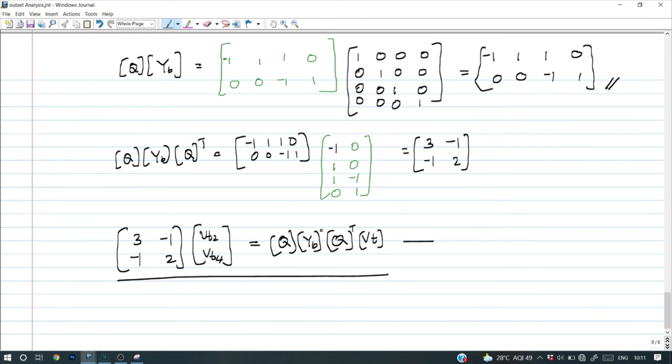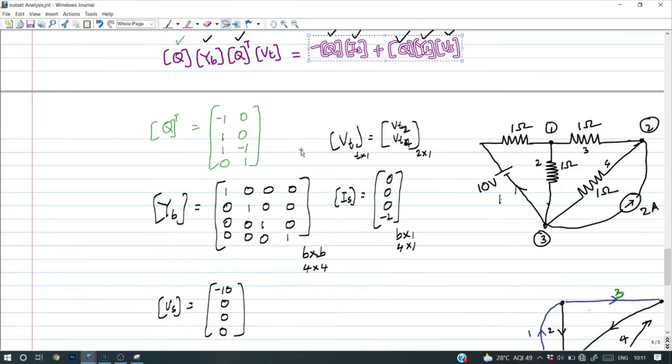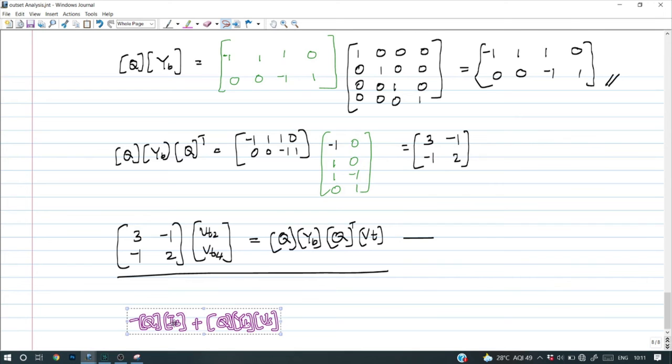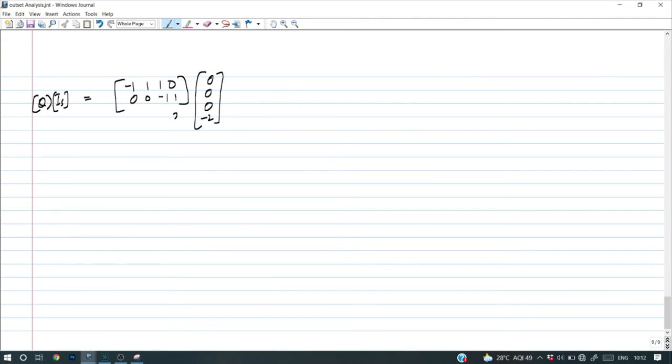Next we need to find out this RHS, right hand side of this equation. We can copy that one from here. This we need to find out. So for that one, Q is required, IS is required, VS is required, YB also required. So first of all, let's find out Q into IS. This Q is 2 by 4. This IS is 4 by 1. So the product matrix size is 2 by 1. First entry is 0. Next 0 0, everything is 0. 1 into minus 2 will come. This is the product of Q into IS. So minus Q into IS is equal to 0 minus 2. So the first part is over.